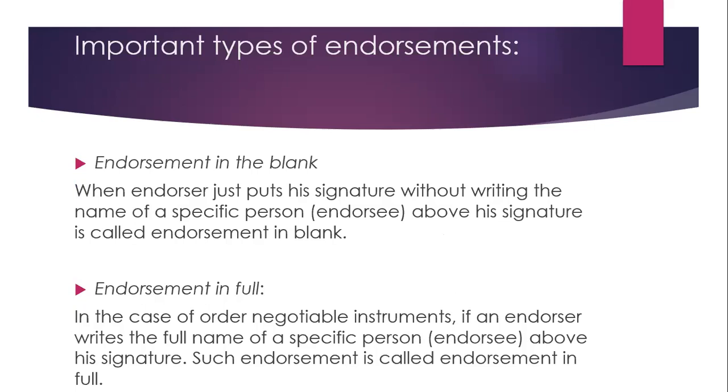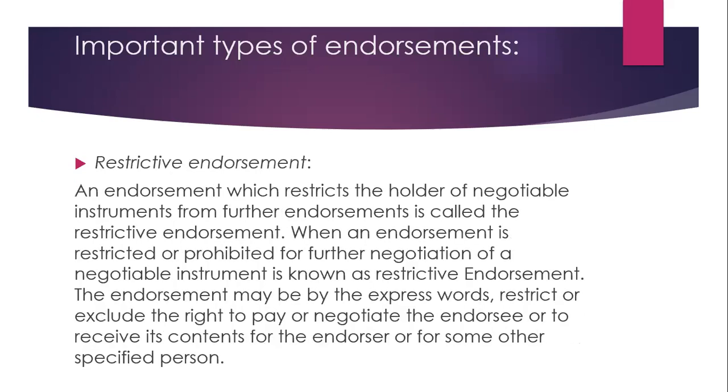Kinds of endorsement: endorsement in blank, when the endorser just puts his signature without writing the name of any specific person above his signature, is a blank endorsement, which is valid. Endorsement in full is when an endorser writes the full name of a specific person above his signature. This is endorsement in full.